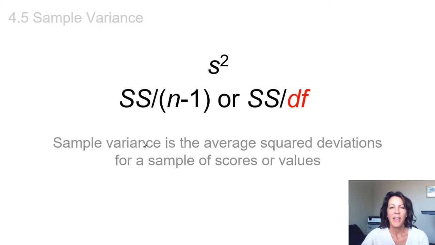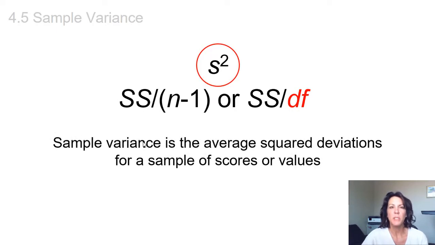So here again is the formula for sample variance, and you'll notice that we have a new symbol for sample variance. Our symbol for population variance was sigma squared, but for sample variance, it's a lowercase s squared. And again, the formula is not sums of squares divided by n, but rather sums of squares divided by n-1, or sums of squares divided by the degrees of freedom.